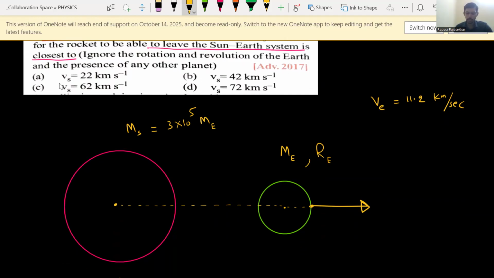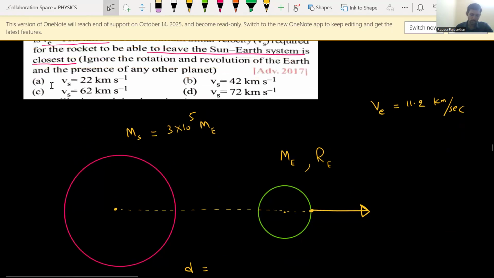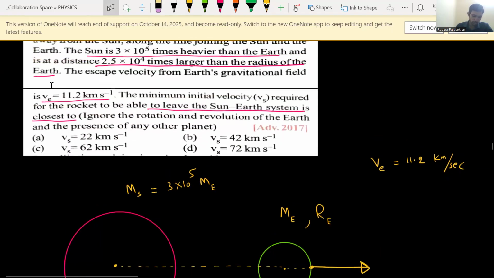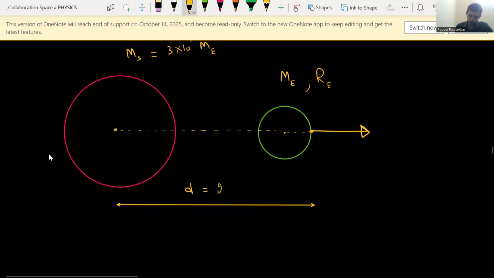The radius of the earth is r_e, and the distance they mentioned is a certain number of times the radius of the earth. The distance is 2.5 into 10 to the power of 4 times larger than the radius of the earth.